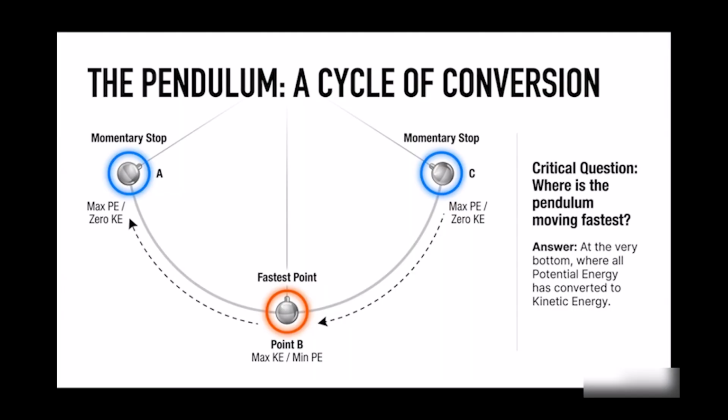The pendulum cycle. A swinging pendulum is a perfect example of conversion. At the very top of the swing, points A and C, it stops for a split second, meaning it has max PE and 0 KE. But where is it moving the fastest? Right at the bottom, point D, where all the height has been converted into pure speed.